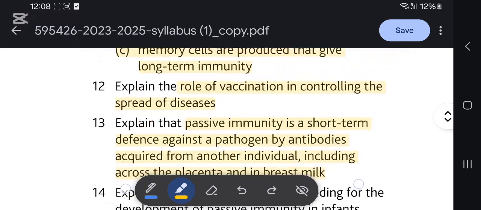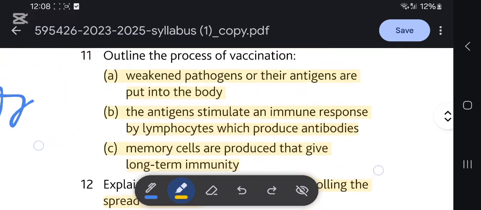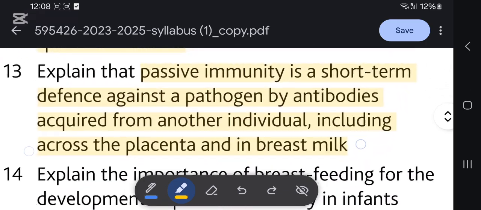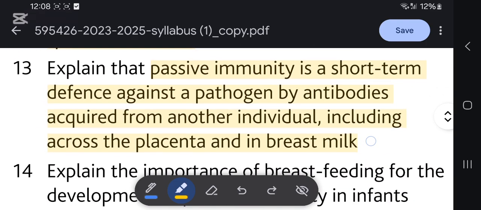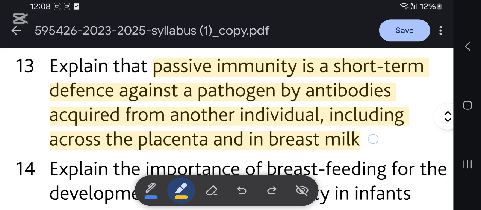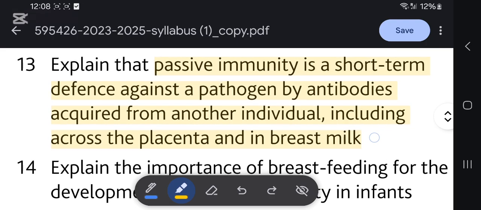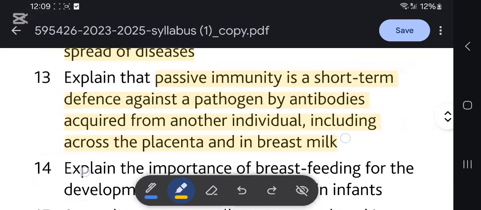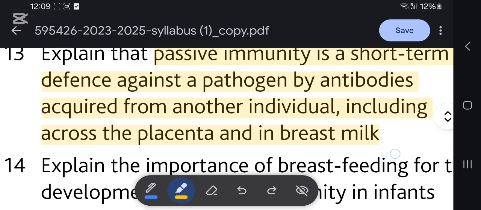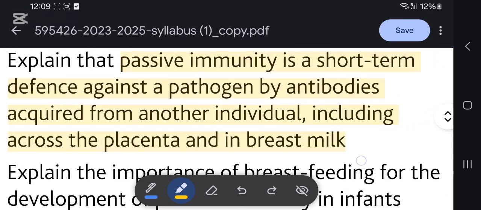That is why we all got vaccinations for COVID-19, and it was a weakened pathogen, so that if, God forbid, we get the original strong pathogen and it enters our body, we can easily fight it because memory cells are already produced. Passive immunity is a short-term defense against a pathogen, because you just get antibodies from another individual, and it's not going to last long.